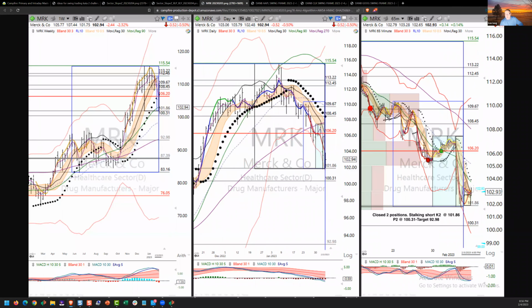Here's a quick look at Charles Williamson's framing on Merck. We've been following that one a while. We saw how it was poised for weakness. He had his tactical short. On this breakdown, he added a second position.